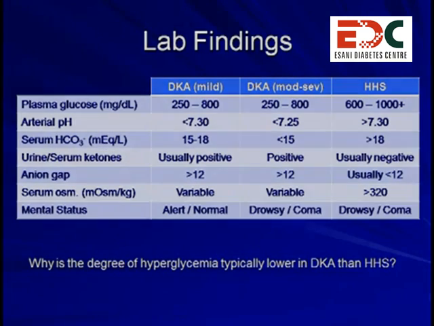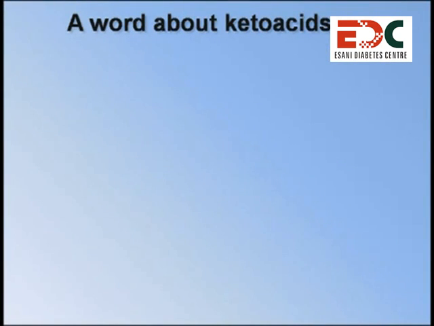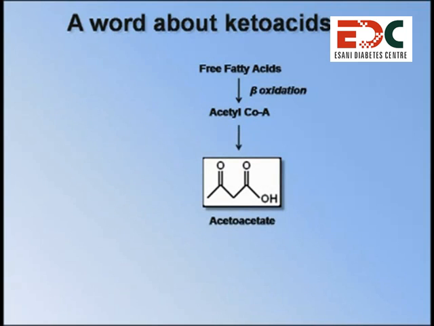Now a few words about keto acids. Since they are such an important feature of DKA, I think it's important to understand what exactly they are and where they come from. If you recall the prior slide outlining the pathogenesis of DKA and HHS, you may remember that insulin deficiency leads to increased delivery of free fatty acids to the liver. There, they undergo beta oxidation, which generates acetyl-CoA. This is the same acetyl-CoA that is the critical component of the Krebs cycle in cellular respiration. Here, however, the acetyl-CoA is transformed in the liver into acetoacetate, which is one of the three ketone bodies.